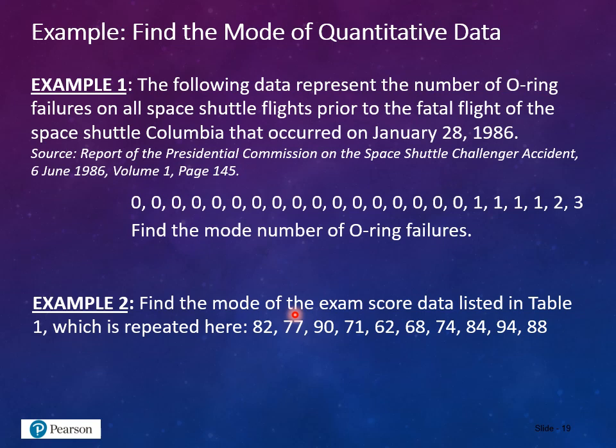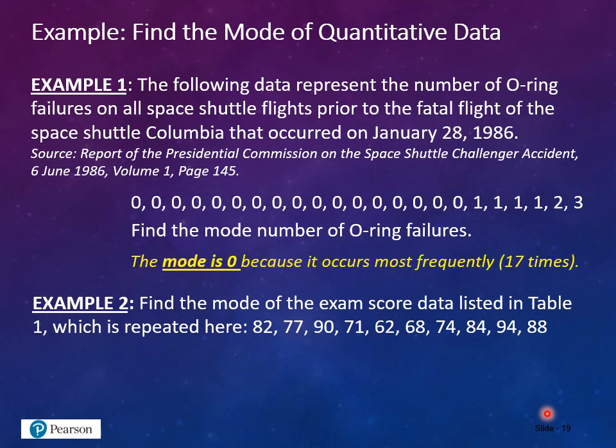Find the mode of the exam score data listed in table 1, which we've been using throughout this section, which is repeated here: 82, 77, 90, etc. So when you're ready, hit pause, and when you think you've identified the mode for example 1 and example 2, then hit play again.